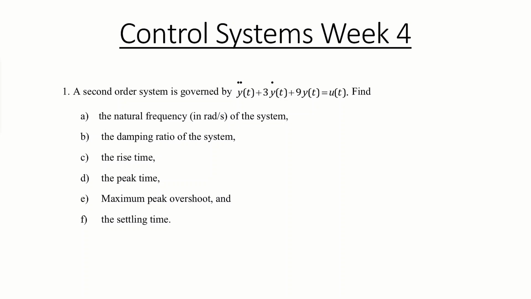The given system is y double dot of t plus 3 times y dot of t plus 9y of t is equal to u of t. So we will take Laplace transform and substitute zero initial condition.